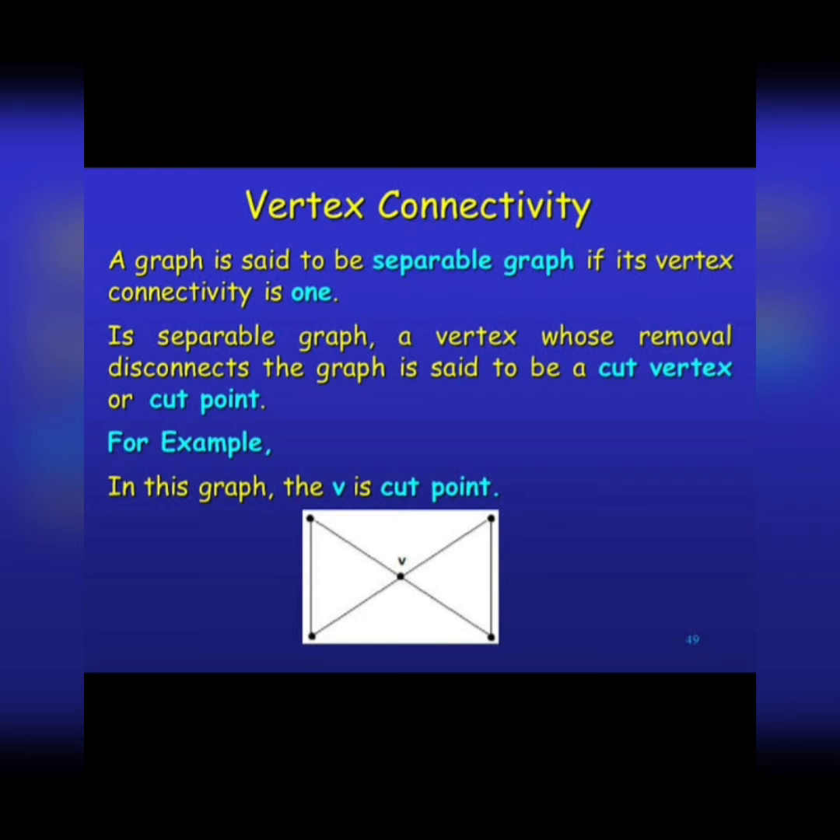So in a separable graph, a vertex whose removal disconnects the graph is said to be a cut vertex or a cut point. In this graph, if we remove V, we'll get two components. So V is known as a cut vertex, and this graph has vertex connectivity 1, and is known as a separable graph.